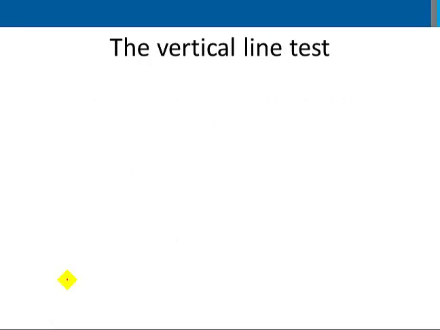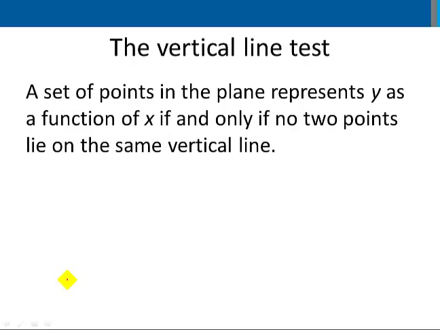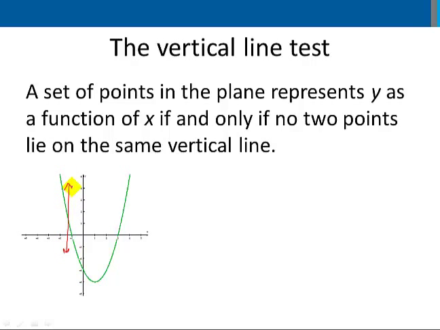The vertical line test. A set of points in the plane represents y as a function of x if and only if no two points lie on the same vertical line. For this first graph, any vertical line we draw will only pass through the graph one time. Thus, this first graph is the graph of y as a function of x. For the second graph, we can draw a vertical line that passes through the graph more than once. This second graph is not the graph of a function.